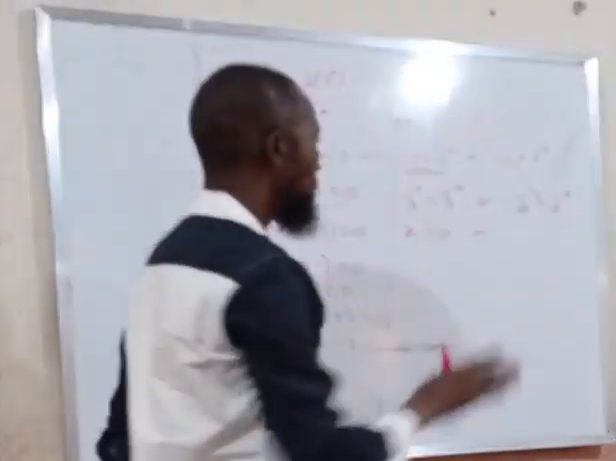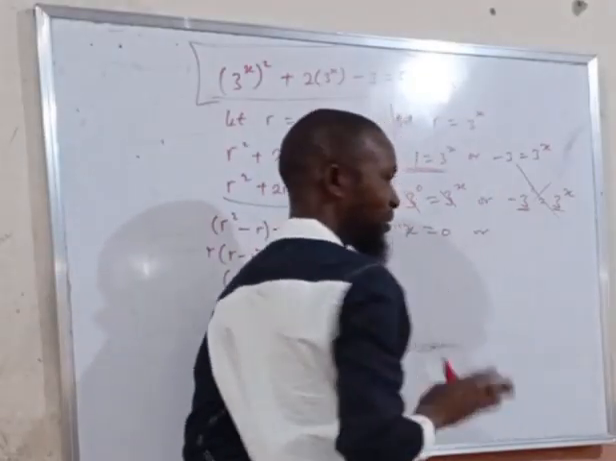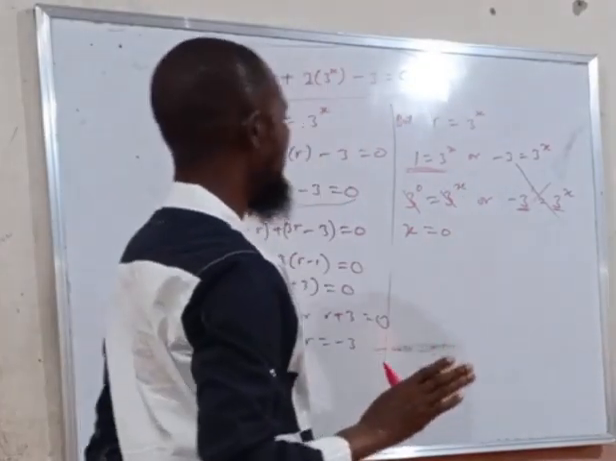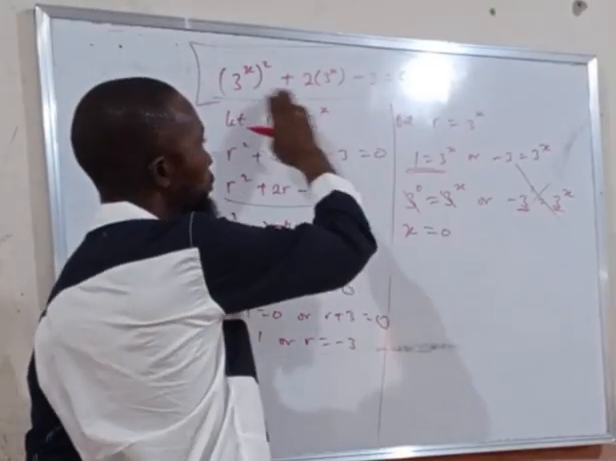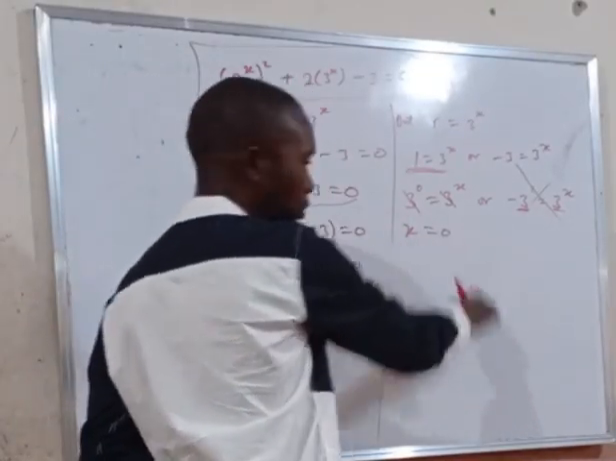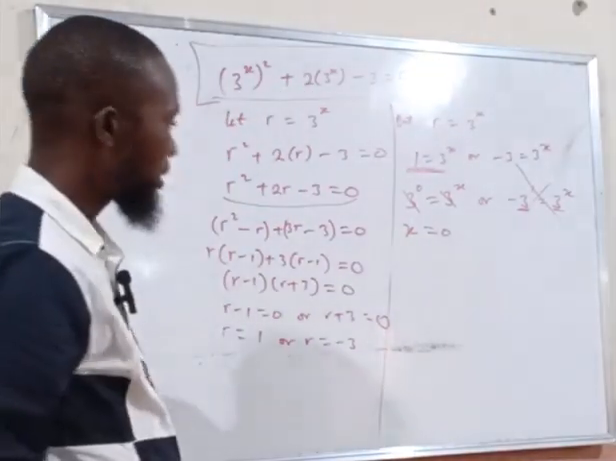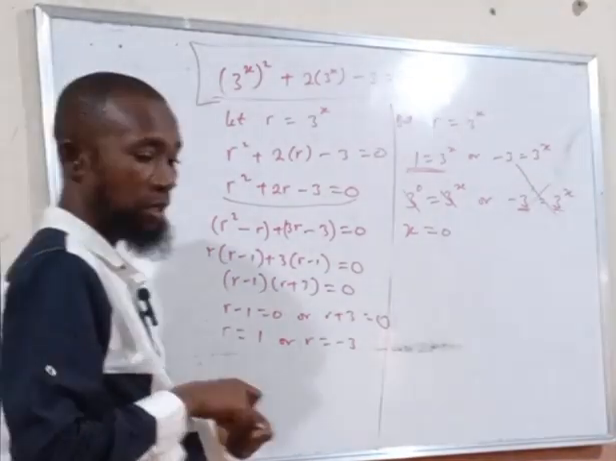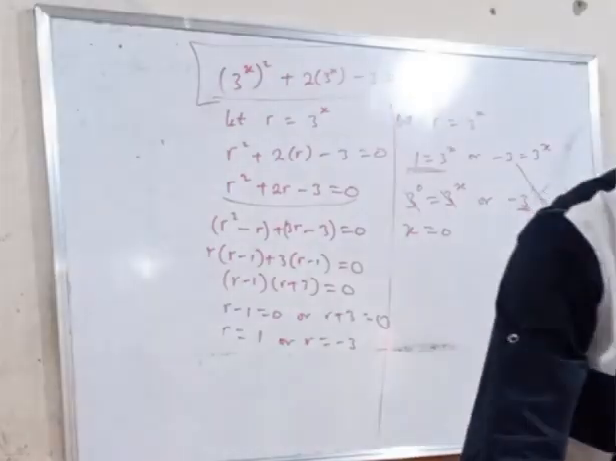Is it clear? So no point in saying or. So therefore, the solution to this simply means x is equal to what? X is 0. Is that what we get? Let's check our notes. Let me see.